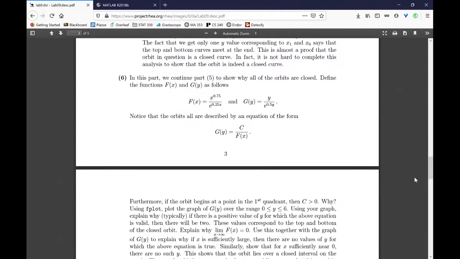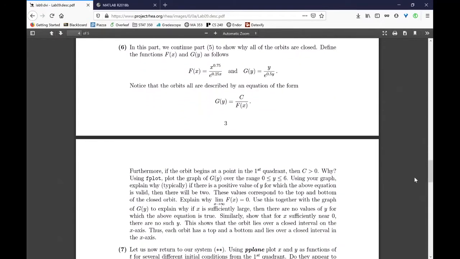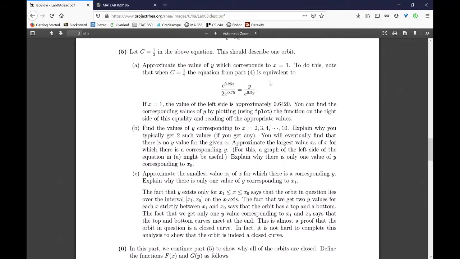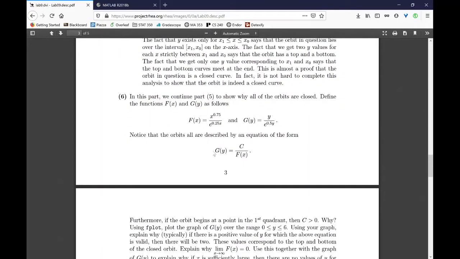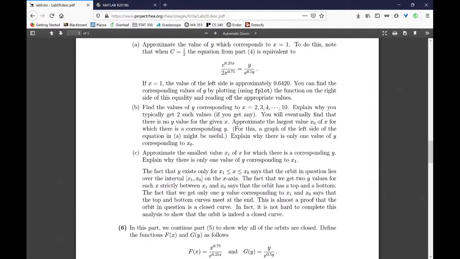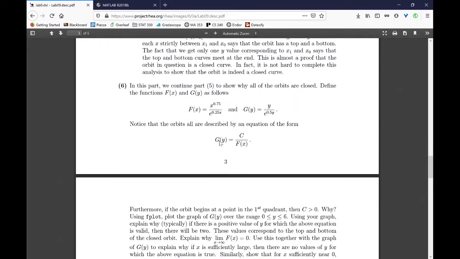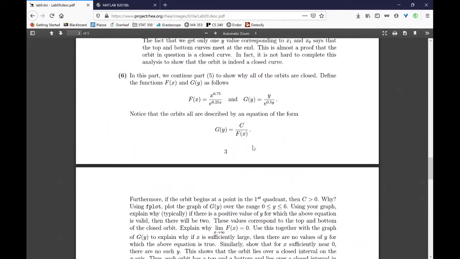Okay, so for question 6, we're going to continue part 5 to show why all of the orbits are closed. So define the functions f of x and g of y as follows, and we can see that these should look pretty familiar. If you scroll up a little bit and go back to this equation, we see that f of x is almost the reciprocal of the left-hand side, and g of y is exactly the right-hand side. And we see that, yes, this does satisfy these f of x and g of y. G of y is equal to c over f of x. And we have a few questions down here to answer.